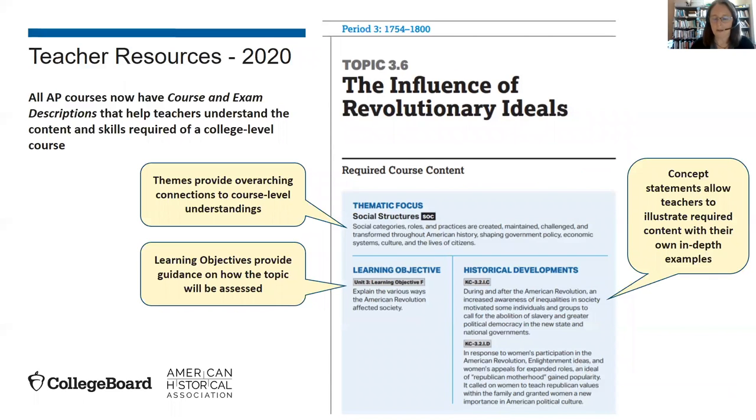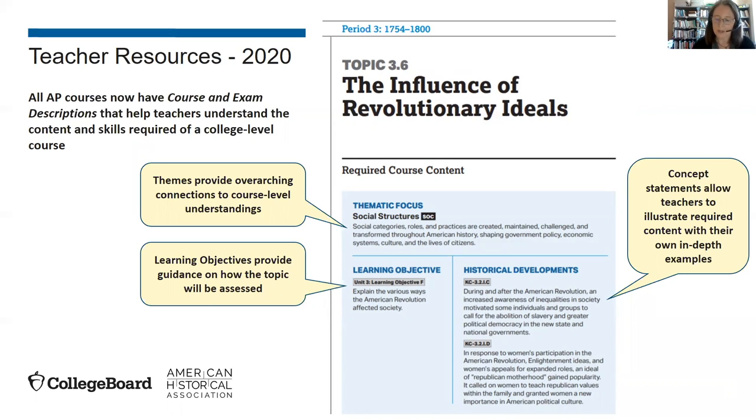Part of the redesign was crafting this course and exam description. So every subject has an online large amount of information that covers the course. There are separate ones for world history, European history, and US history. They have detailed descriptions of learning objectives and accessible content. This means that AP high school teachers know what is and what is not fair game for the exam.